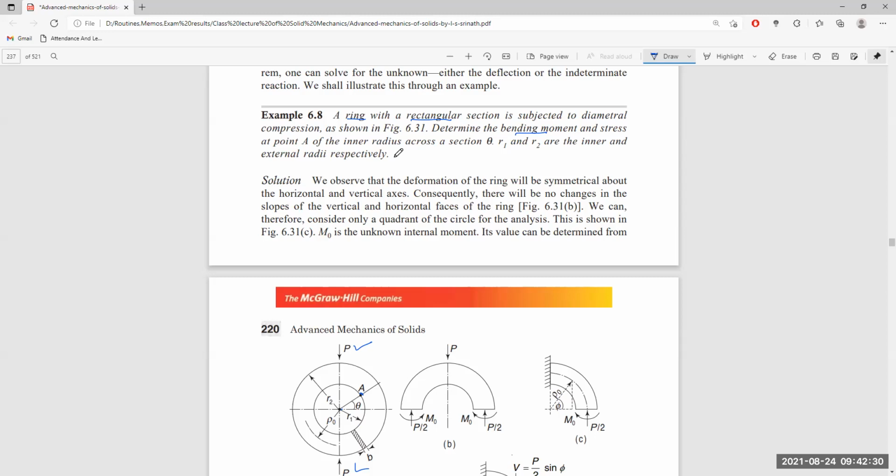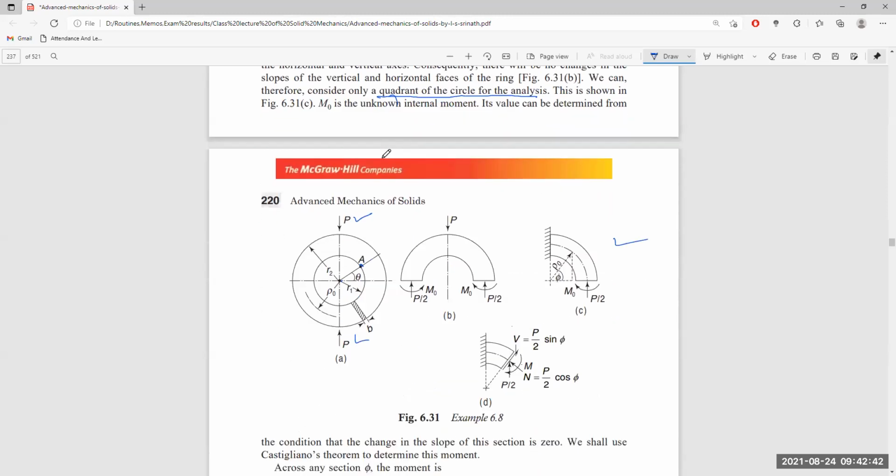Quadrant, yes. We are considering a quadrant of the circle for the analysis itself. This is shown in figure C. This is the quadrant of the angle. M0 is the unknown internal moment. Its value can be determined by the condition that the change in the slope of this section is 0.